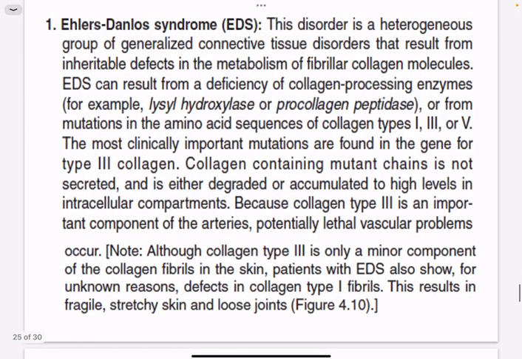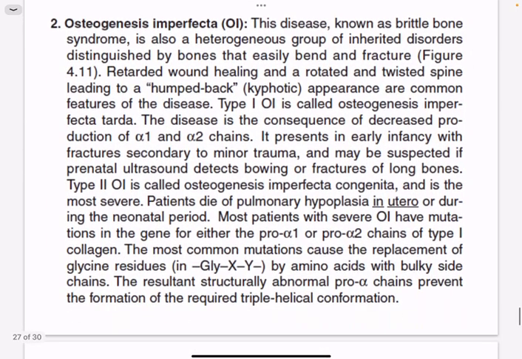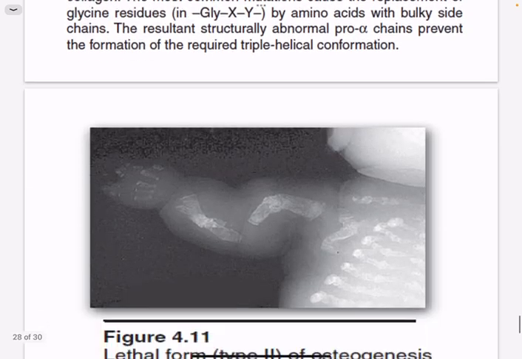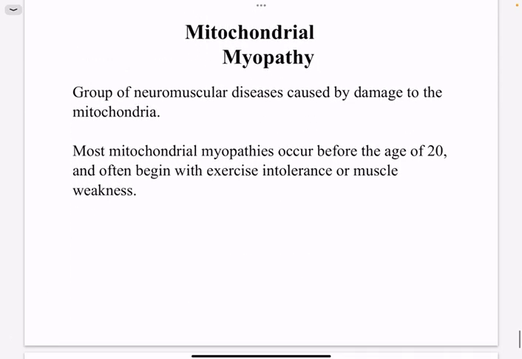Ehlers-Danlos syndrome, already studied before, is a disorder related to a heterogeneous group of generalized connective tissue dysfunctions, a hereditary metabolic disorder related to collagen, the whole fiber collagen, characterized by stretchy skin and osteogenesis imperfecta. We already described that; I just wanted to mention again the types and the causes of the mutations. Now I wanted to point to mitochondrial myopathy.